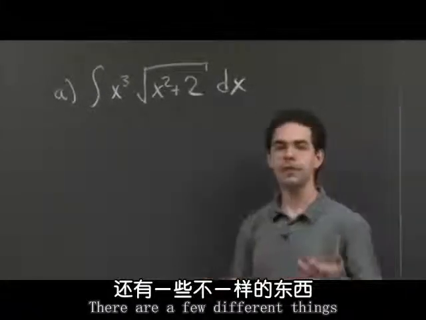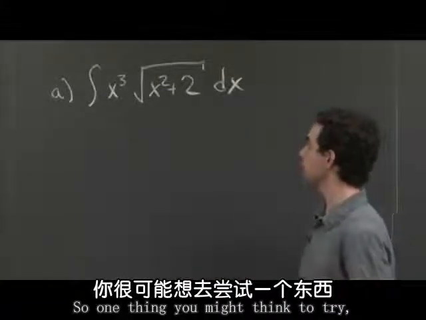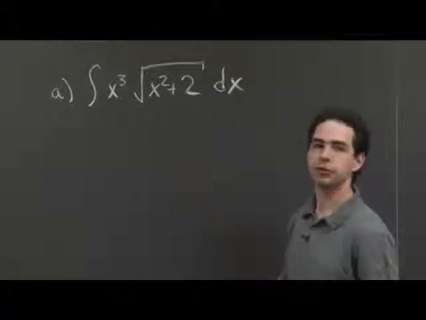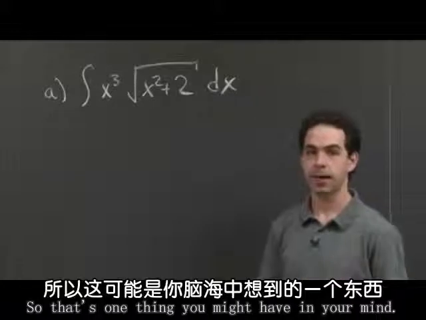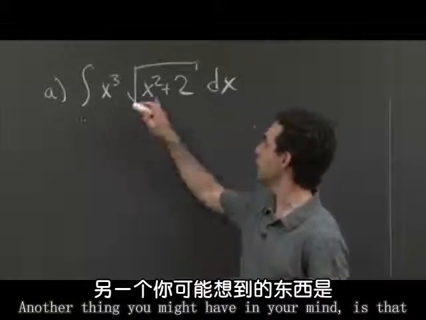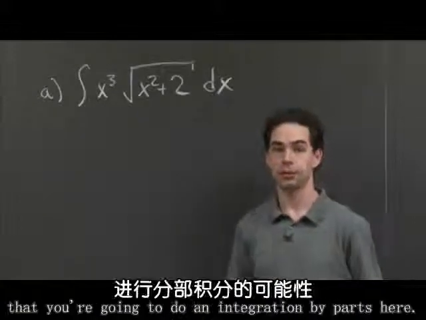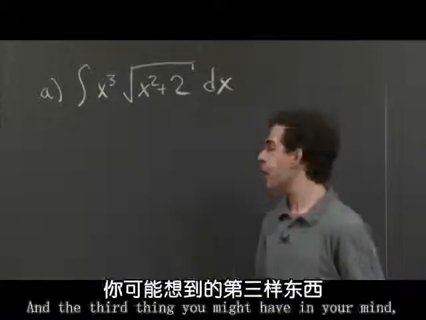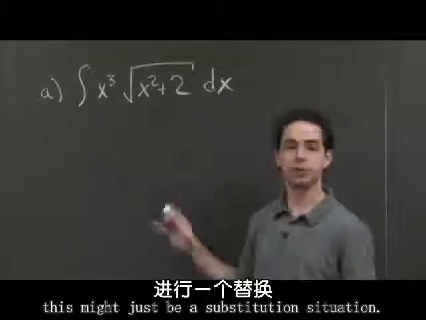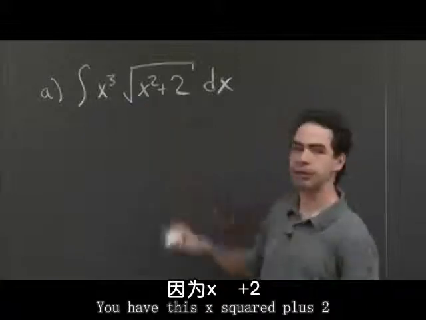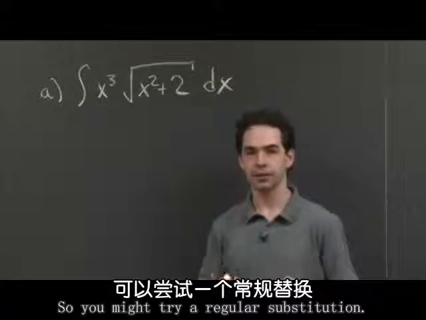There are a few different things you might think to try here. One thing is that the square root of x squared plus 2 is the sort of thing that shows up in trig substitutions. Another thing you might have in mind is that this is a product of two things, so you might consider integration by parts. And the third thing is that this might just be a substitution situation. This x squared plus 2 is a discrete entity that shows up there, so you might try a regular substitution.